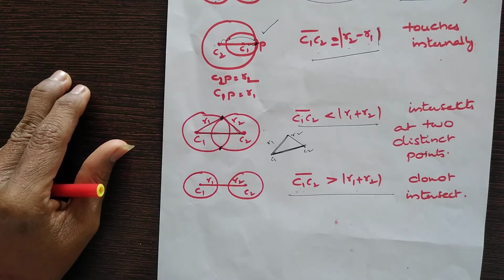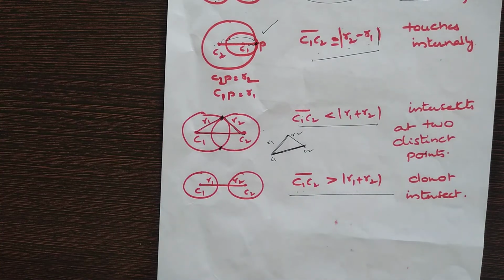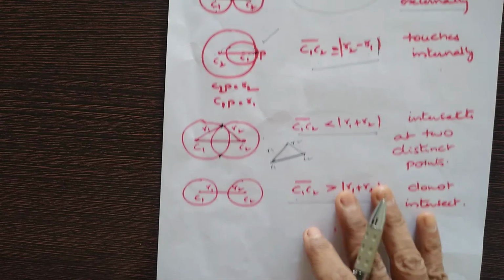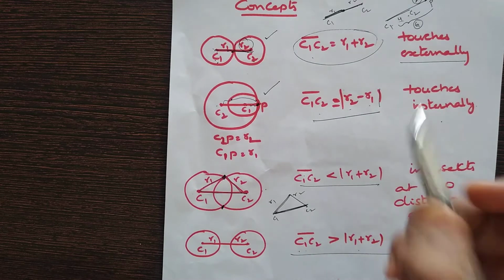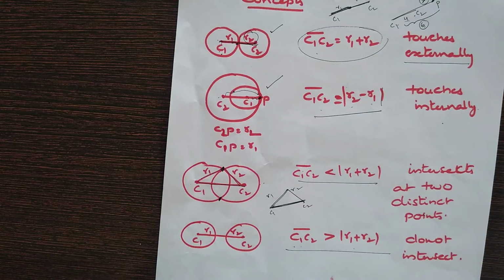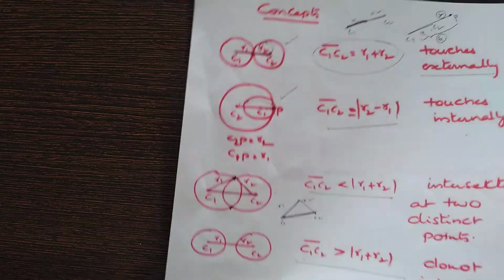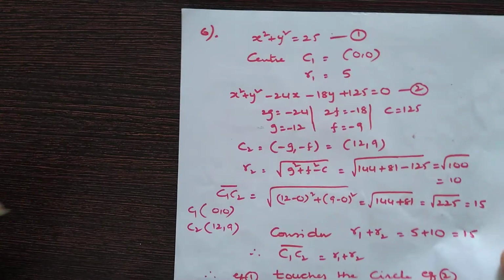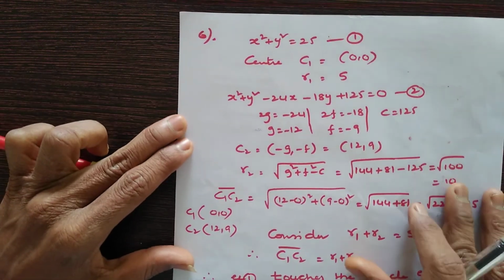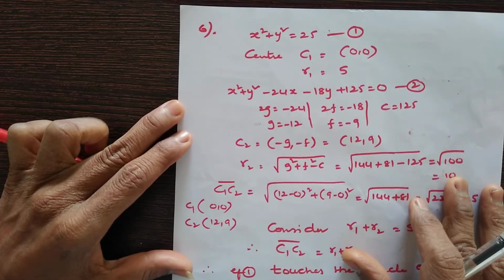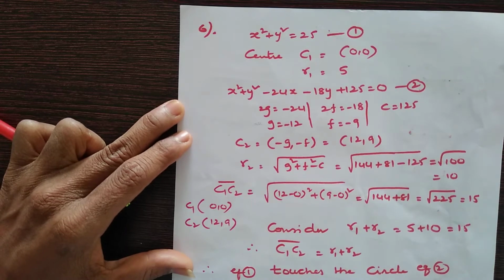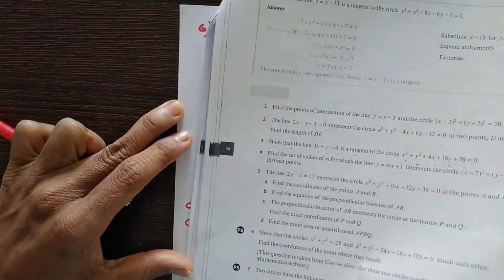Okay? This is how we have to simplify whether the circles are intersecting at two different points, or they do not intersect, or touch internally or touch externally. So by seeing these conditions, we can find out. Okay? Now next question. By applying this concept, we are going to do the sixth problem. What is the sixth problem? See here.